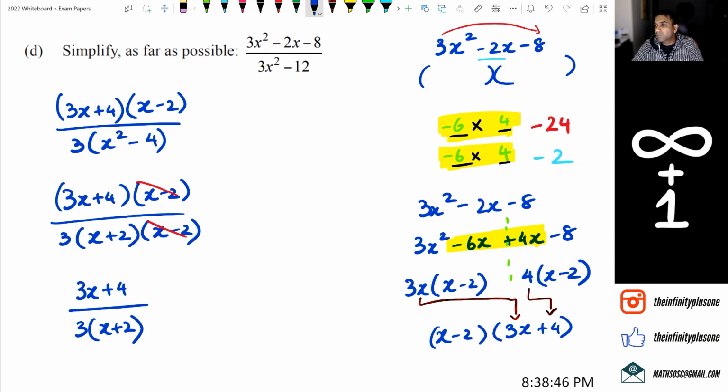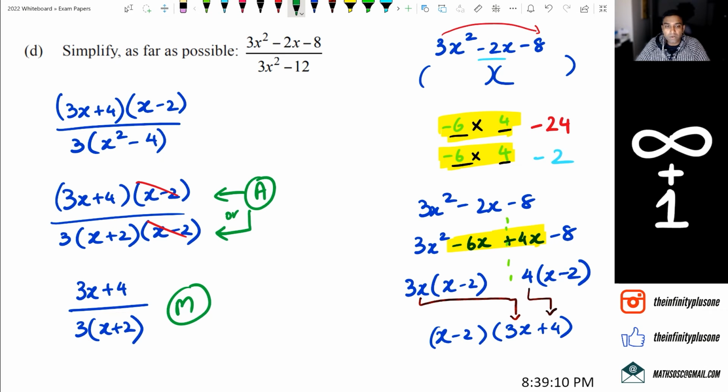Now, with this question, that is all there is. You don't need to solve it because you've simplified it as far as possible. You can't do any further. Guess what? This is a merit. Now, numerator or denominator fully factorized is going to get you an achieved. So you could get an achieved if you get the numerator right or the denominator right.